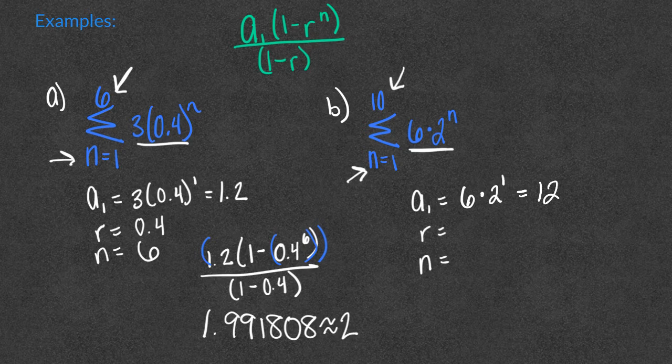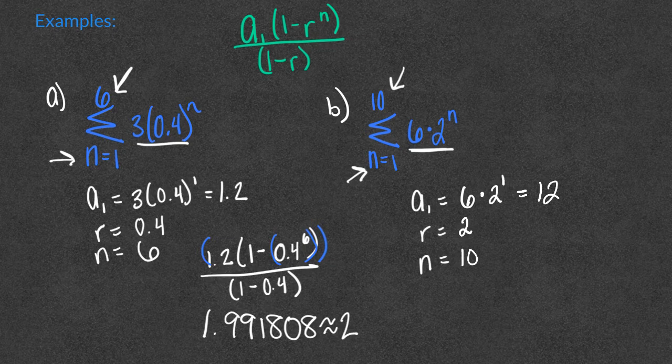R is my common ratio, which is going to be 2. And then n is going to be 10 in this case because I'm starting at 1 and going to 10, so that'd be 10 terms that I'd want to add together to get this series. So I'm going to go ahead and take my values, and again, plug them into the formula. Why don't you go ahead and pause this video and try it on your own and see if you get the same answer as I do.